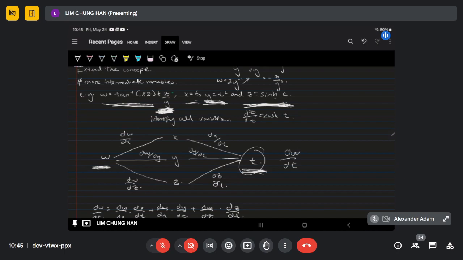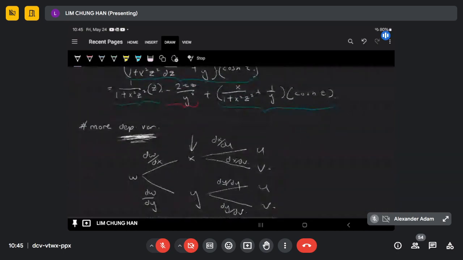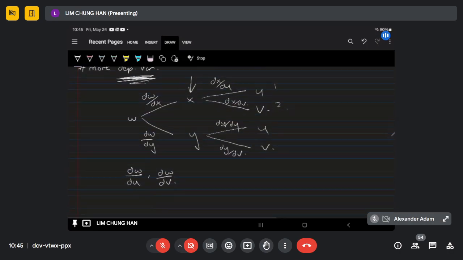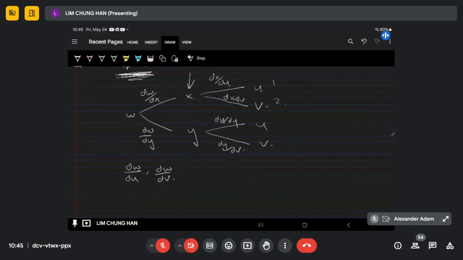However, when your dependent variables increase, here we have two independent variables, u and v. Therefore, the possible solutions are also two. So if you increase the number of dependent variables, just watch out. The number of solutions will increase. You're going to get two solutions.